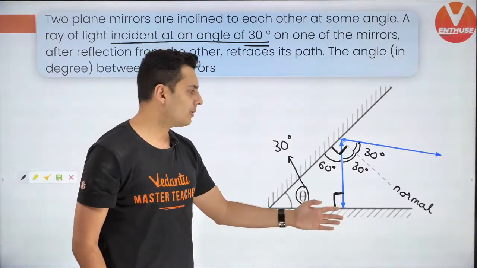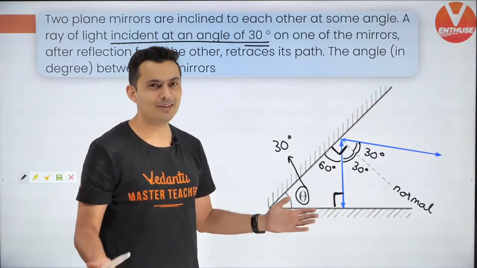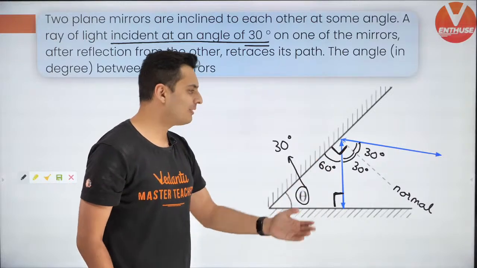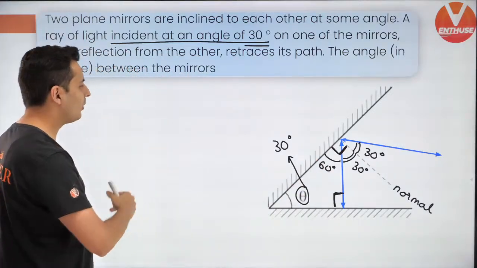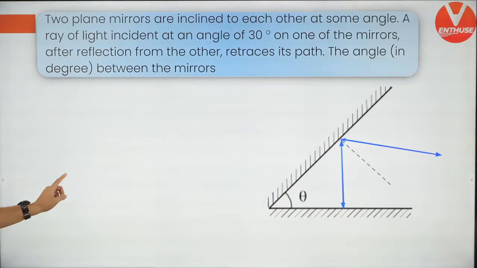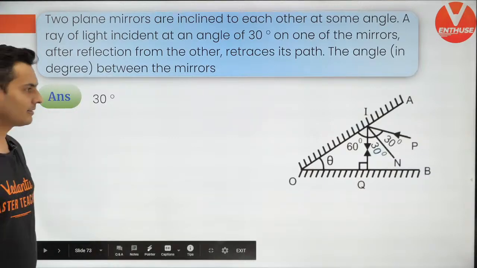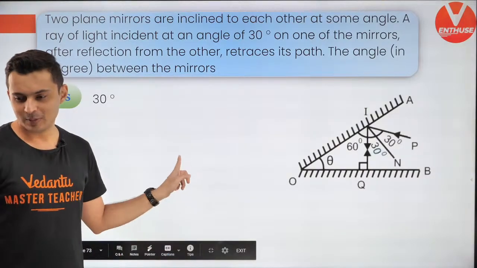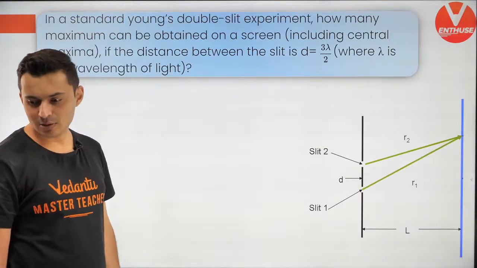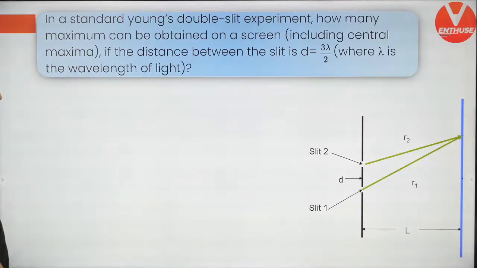Nothing. Pure geometry. So if your geometry is strong, obviously geometrical optics will also be very easy. It will be like a cakewalk for all of you. So that's the answer. Angle between the mirrors is 30 degrees. Cool. Simple geometry. Let's do a very good one, Dharun. Next question coming up on your screen.